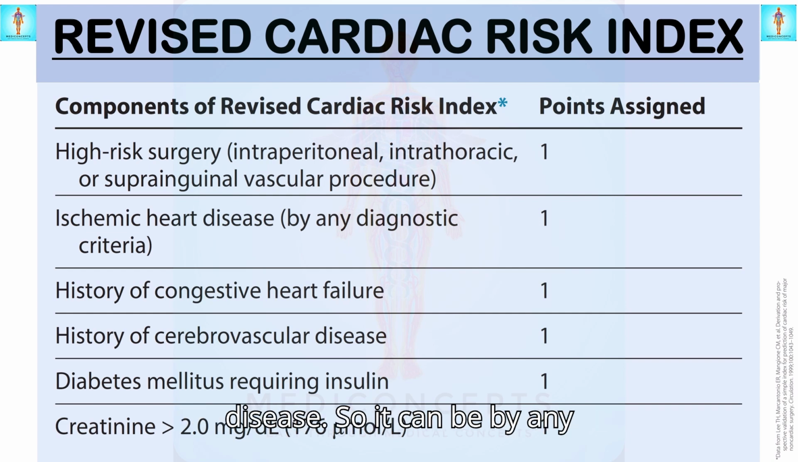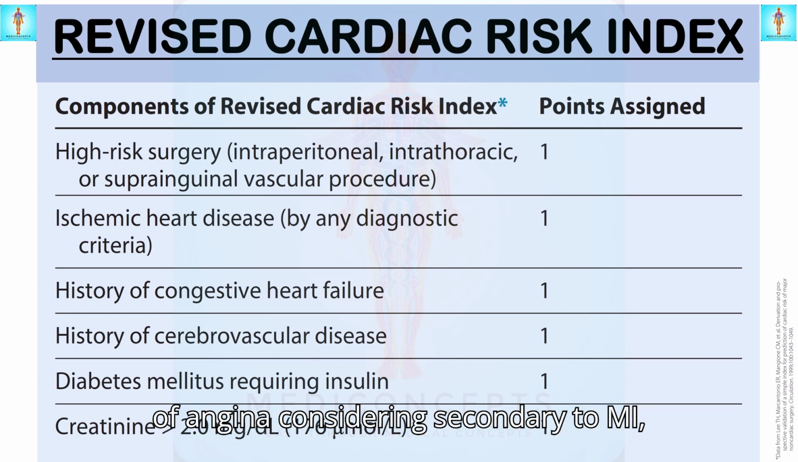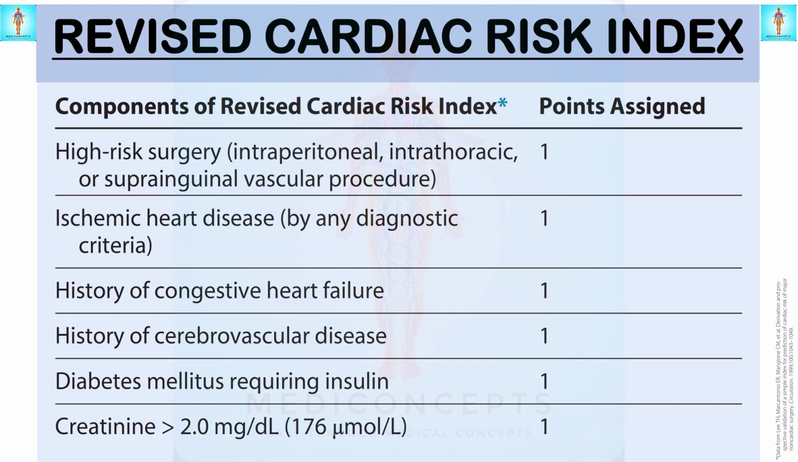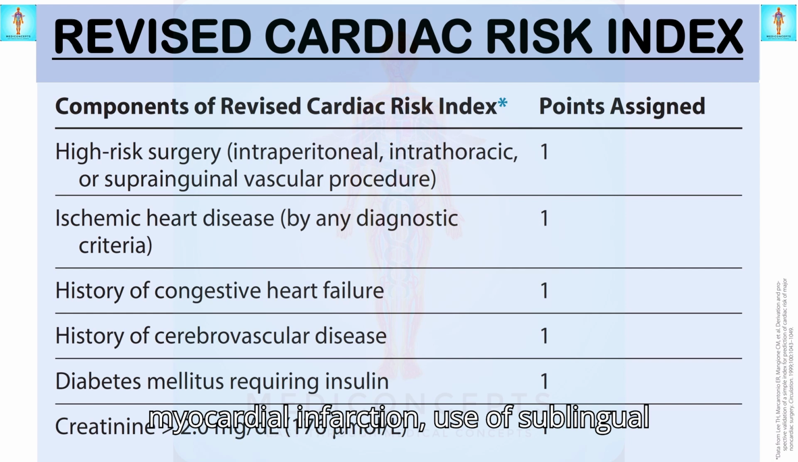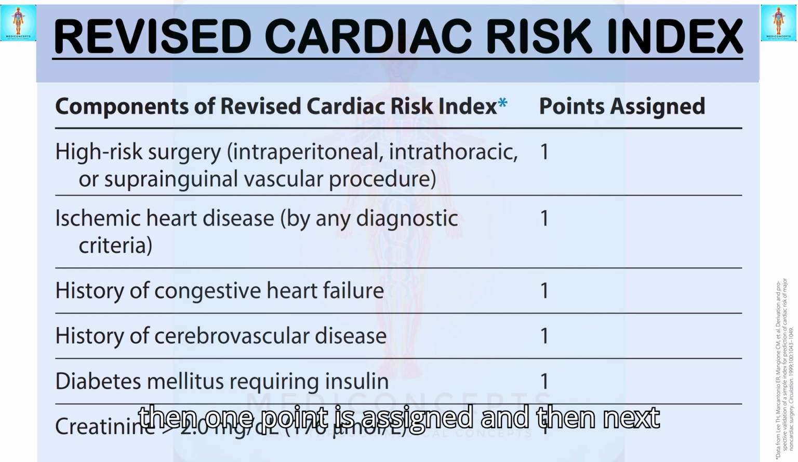Next is the ischemic heart disease. It can be by any diagnostic criteria, which can be history of angina considered secondary to MI, myocardial infarction, use of sublingual nitroglycerin, history of positive exercise tests, significant pathological Q waves on ECG. Or the patient has already gone through cardiac catheterization and diagnosis made after the 2D echocardiogram. So by all these, if the diagnosis of ischemic heart disease is finalized, then 1 point is assigned.